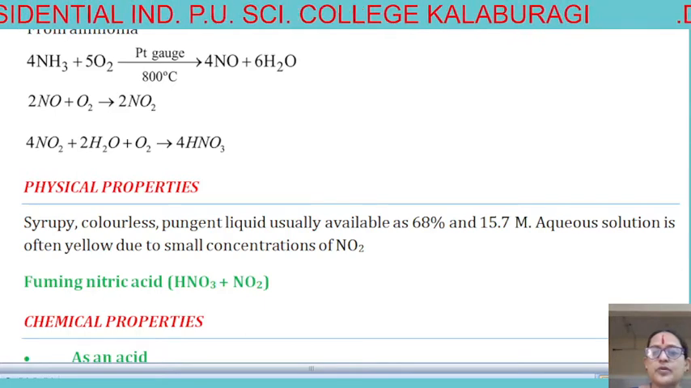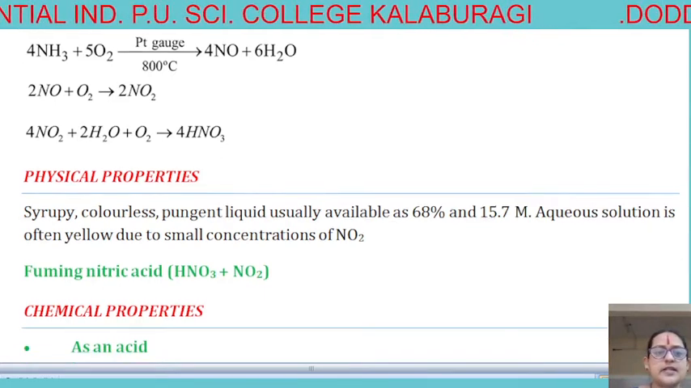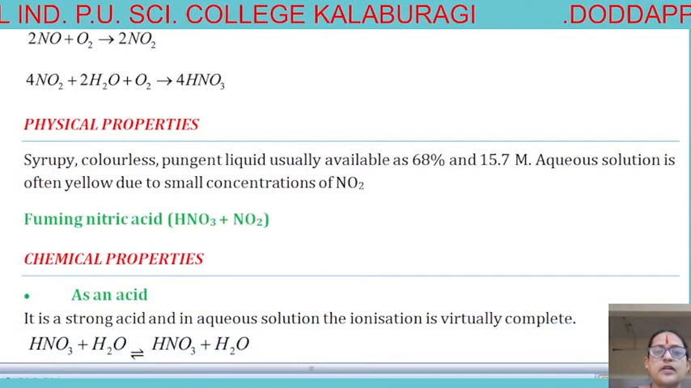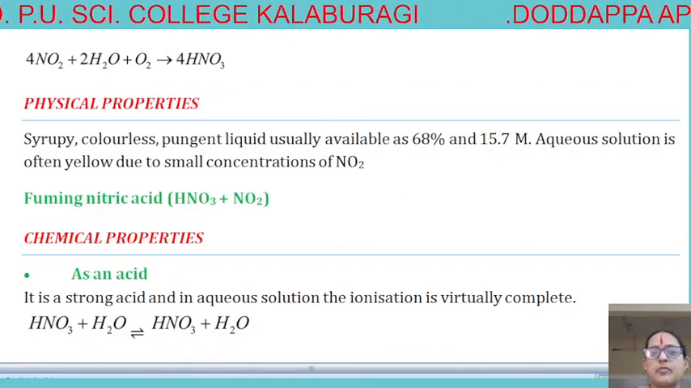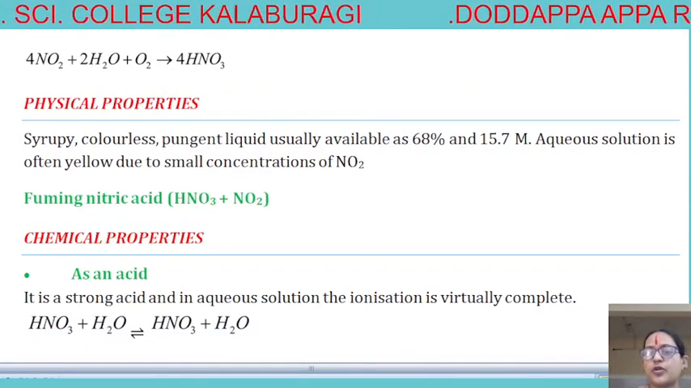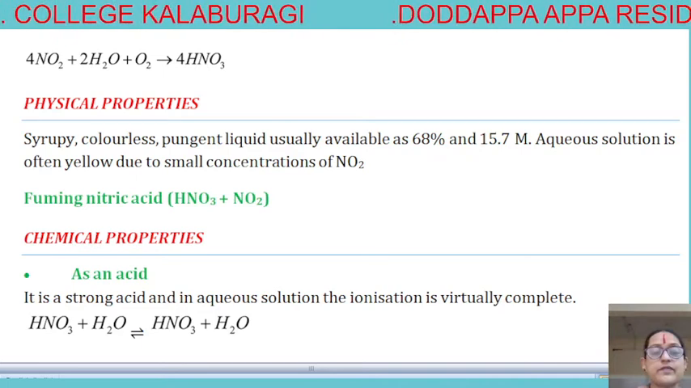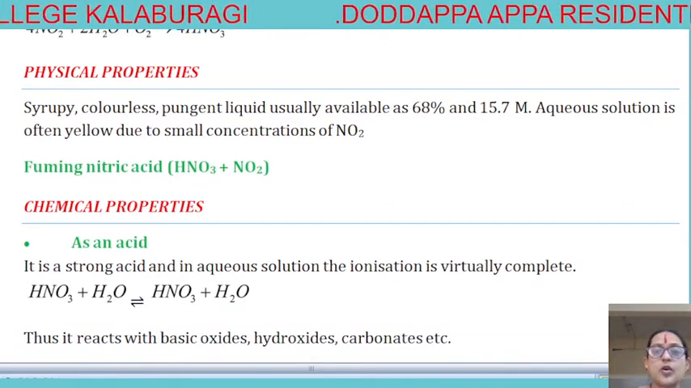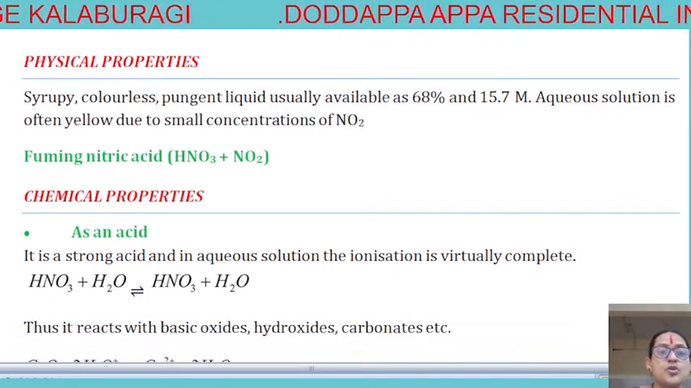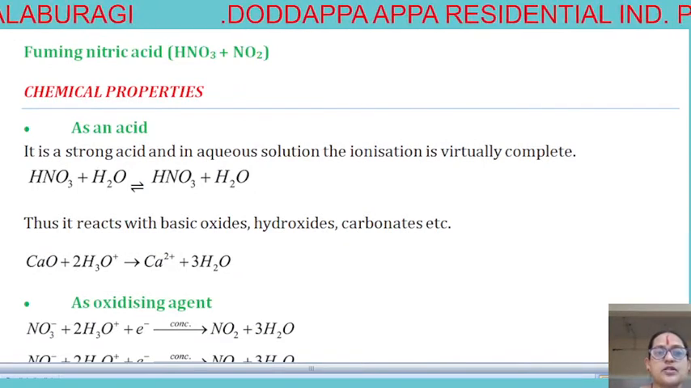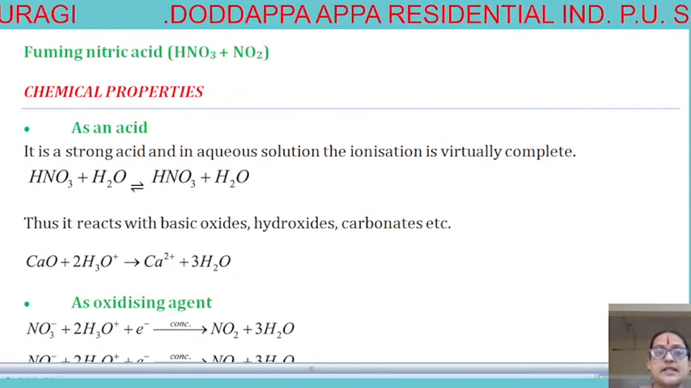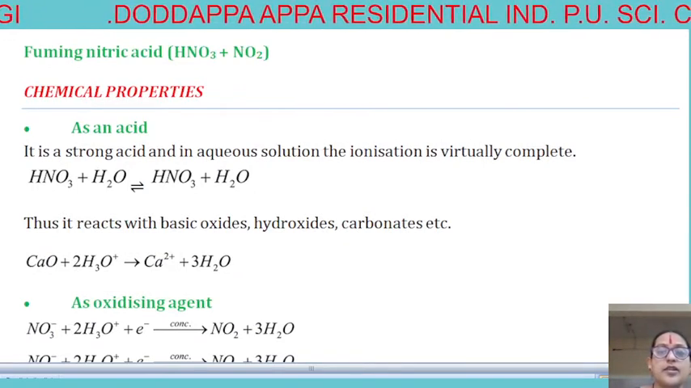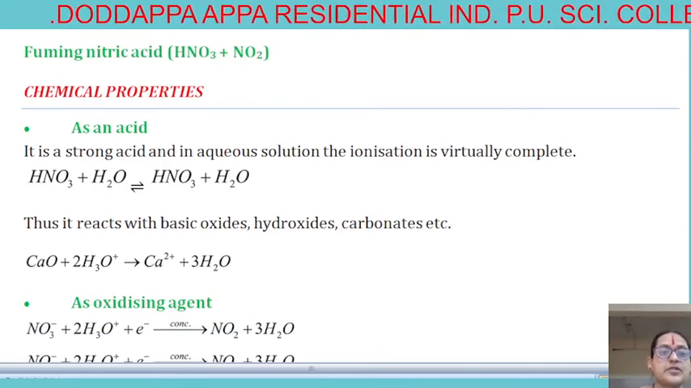One more property of this is it is a colorless, pungent liquid, usually available at about 68% and 15.7 molar concentration. Aqueous solution is yellow due to a small concentration of nitrogen dioxide. It is fuming nitric acid: nitric acid plus nitrogen dioxide is called fuming nitric acid.